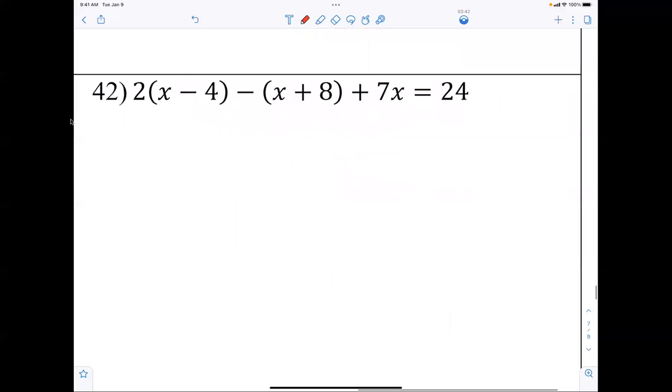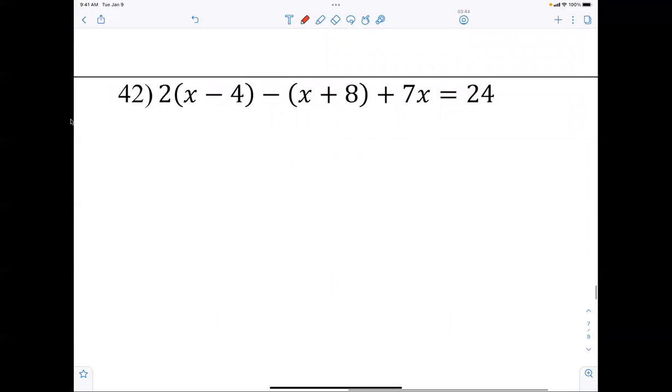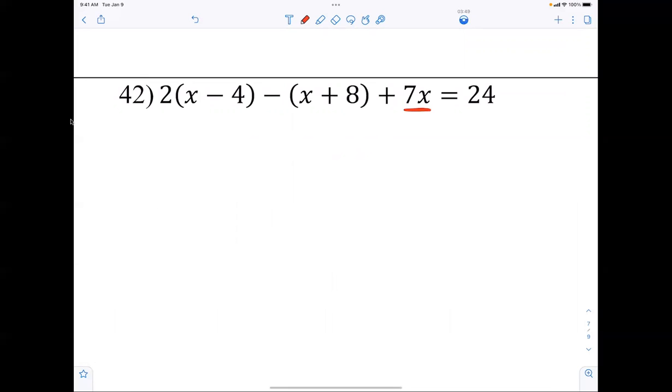All right, 42. No. The reason why you don't divide by 2 is because the 7's not divisible by 2. This isn't divisible by 2. You hear me? So there's no shortcut here. You just have to do a bunch of distributing. Okay, so that's 2x minus 8. Yes, 2x minus 8, minus 2x.